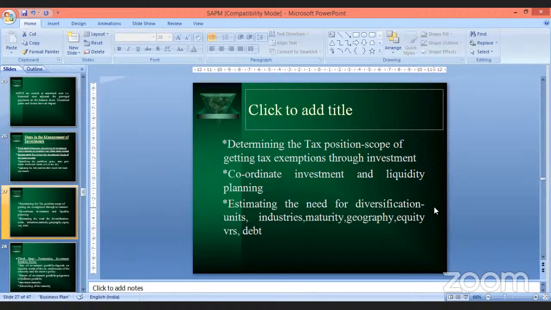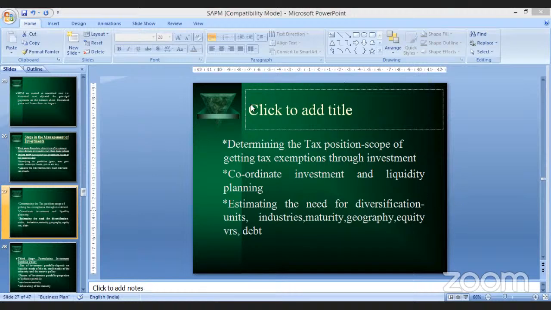So how will we get some tax relief? That's why you need to determine the tax position. If I invest this much, what will be the tax burden on me? On me means as an individual investor or investors. So for that reason, you must go for proper tax planning.